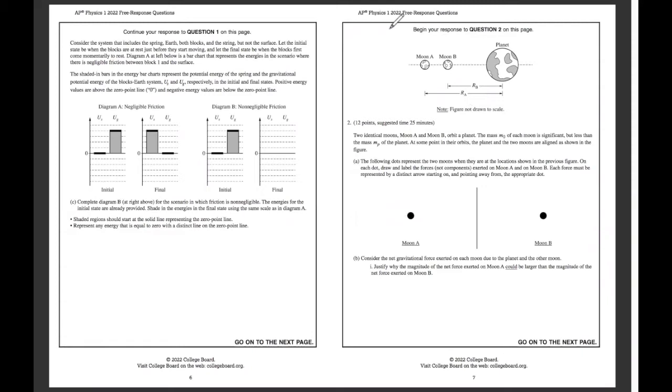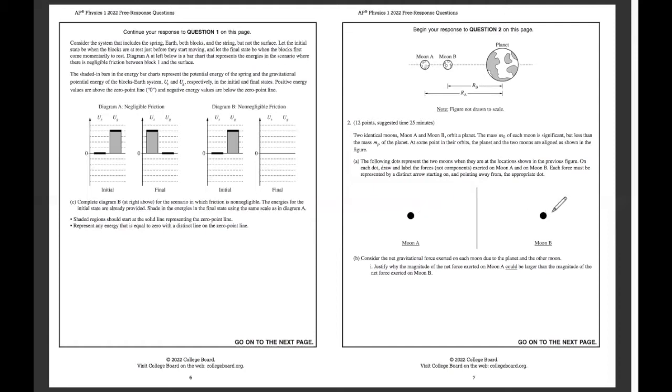All right, so we've got 2 moons orbiting a planet, and the mass of each moon is significant, but less than the mass of the planet. And at some point their orbits are aligned. So the first thing that we have to do is draw free body diagrams for both of the moons. And it does say that each force should be represented by a distinct arrow on the dot and pointing away from the dot, which is pretty standard, of course.